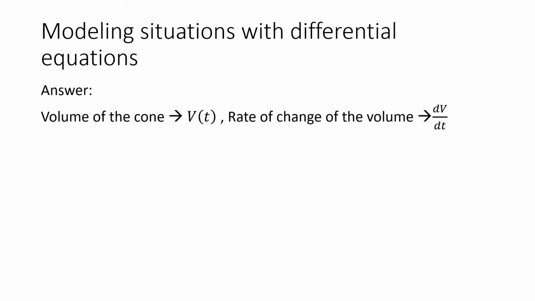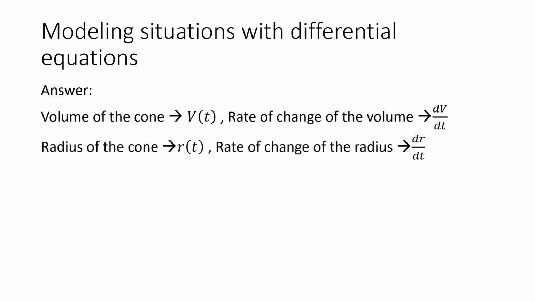Now here's the answer. The volume of the cone we're going to represent with V of t. The rate of change of the volume we're going to represent with dV/dt. The radius of the cone, similarly, is going to be r of t. The rate of change of the radius is going to be dr/dt. Now, dV/dt is proportional to h, the height, times dr/dt times r of t.